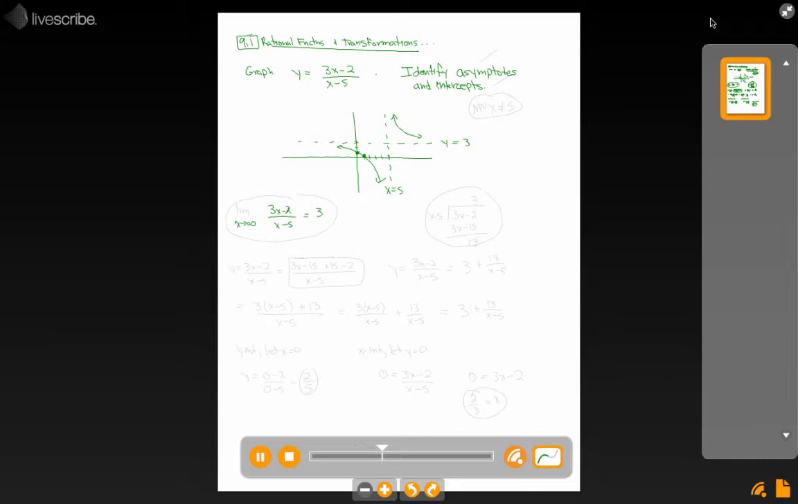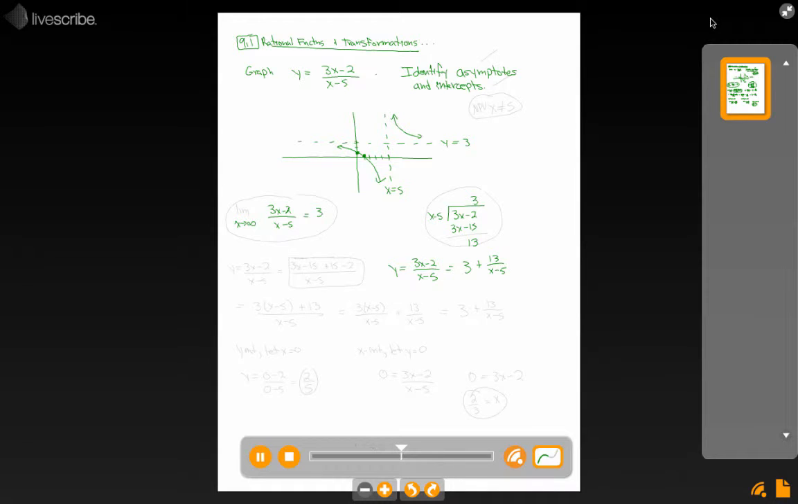Another way to do this would be to divide 3x minus 2 by x minus 5. Well, the answer would be 3. We'd have 3x minus 15. We'd subtract, we'd get a remainder of 13. If we wrote the division statement, we could say that this (3x minus 2) over (x minus 5), which was our original function, is actually equal to 3 plus 13 over (x minus 5).